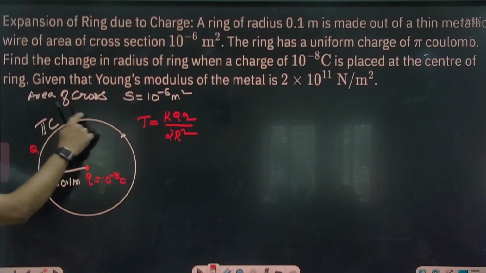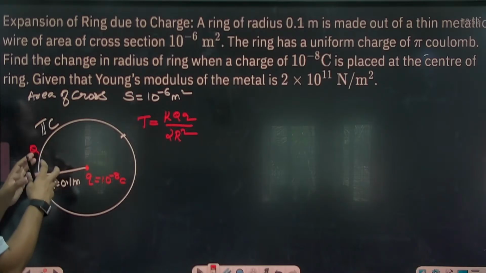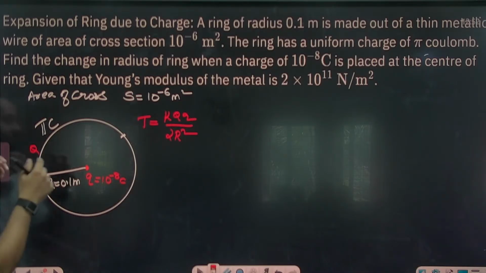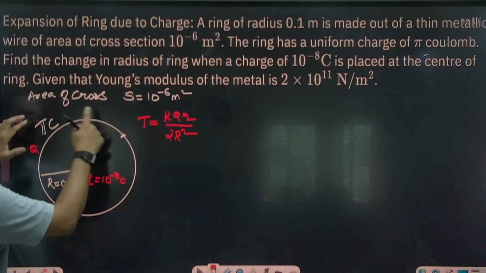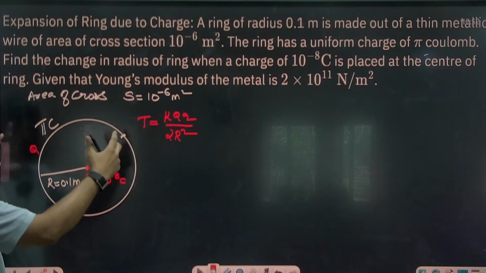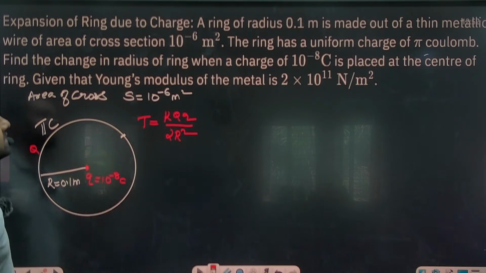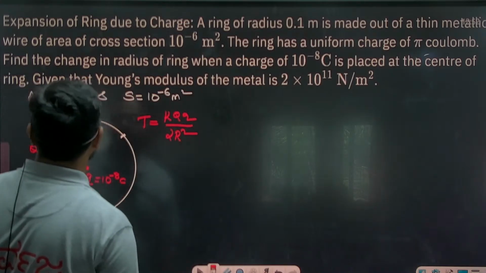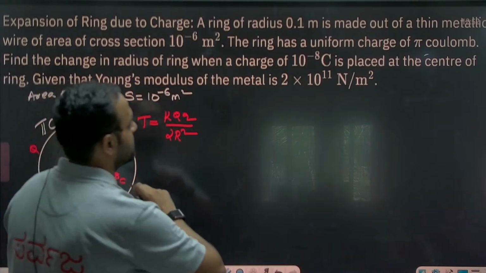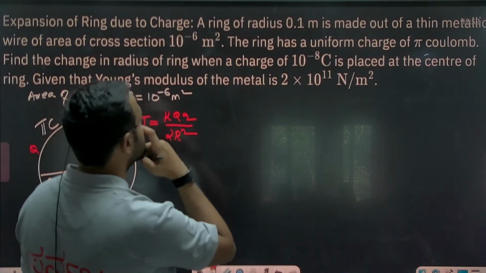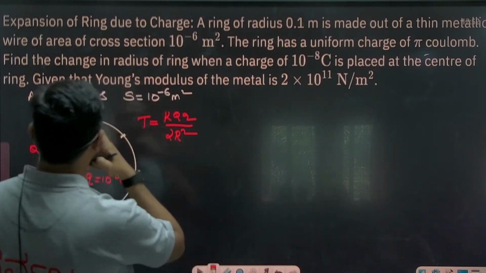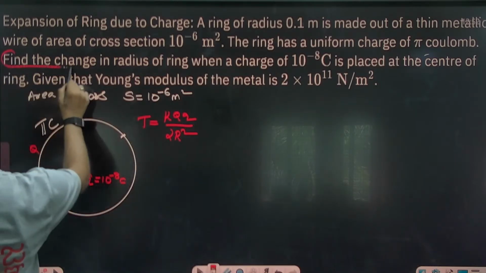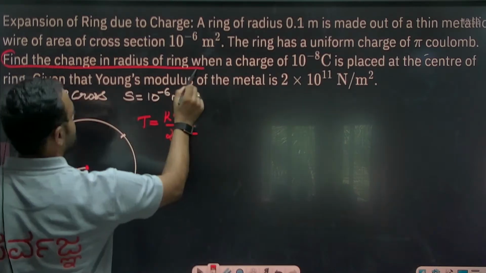What happens? Between this ring and this charge there will be a force of repulsion. Okay, so what will happen to this ring? This ring will try to expand. Yes, when it expands, what happens? Tension is created. Yes, no, from that tension what are they asking you to calculate? They are asking you to calculate what is the result. Okay, find the change in the radius of the ring.